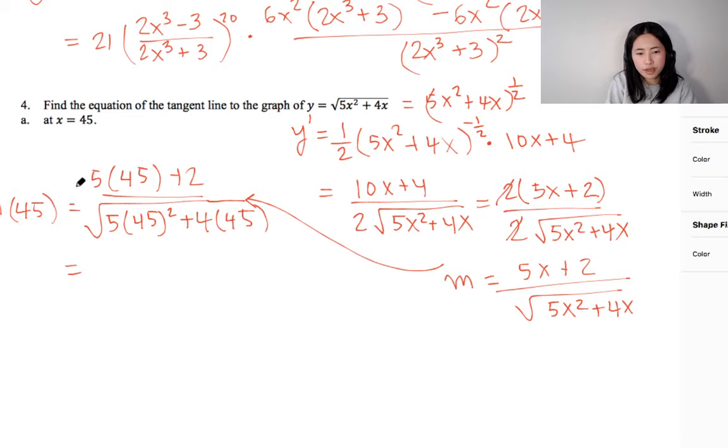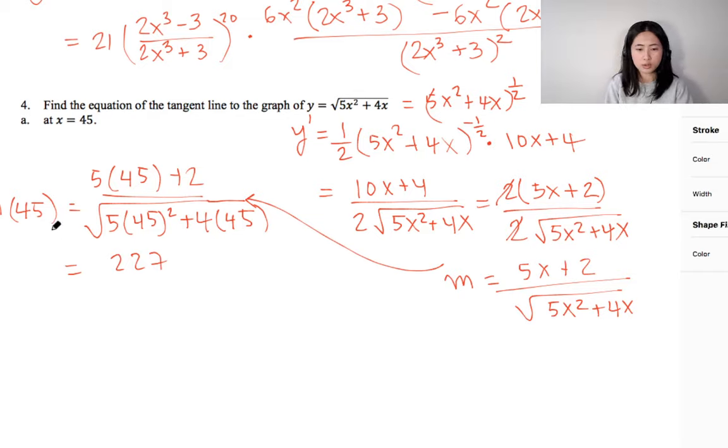Okay, so 45 times 5 plus 2 is 227. Yeah, 227. And then in your denominator, I don't recommend typing the whole thing in your calculator, because it's going to give you a decimal, I believe, depending on what calculator you're using. So maybe we can just do this manually. So 5 times 45 squared, plus 45 times 4.